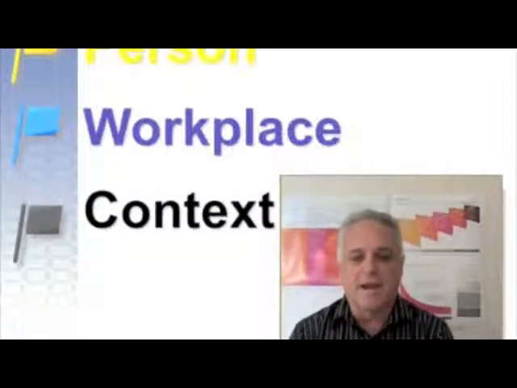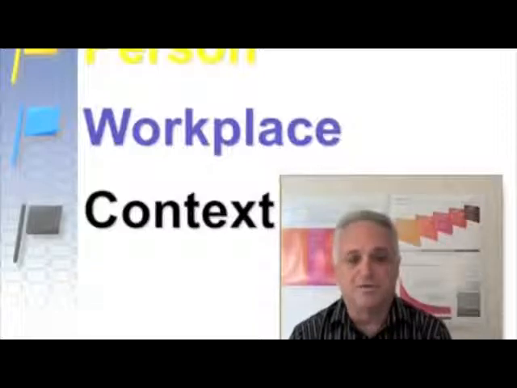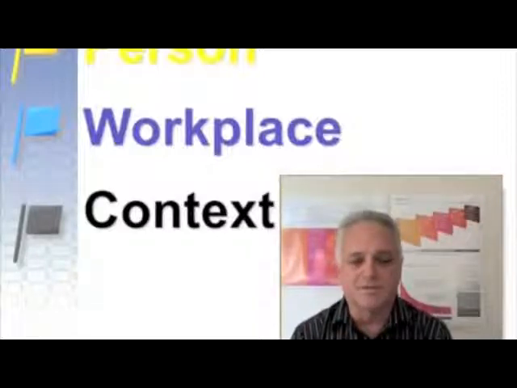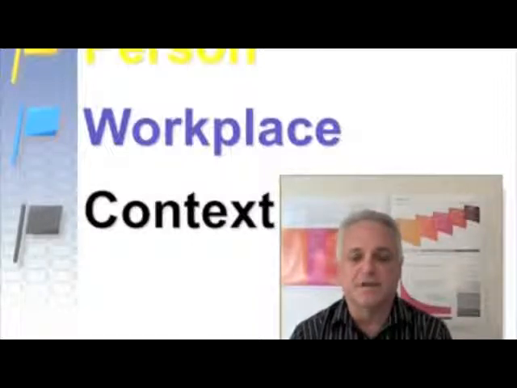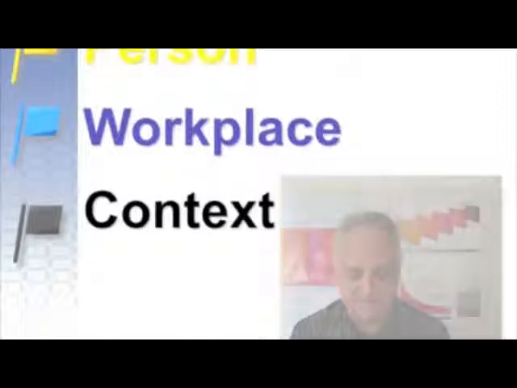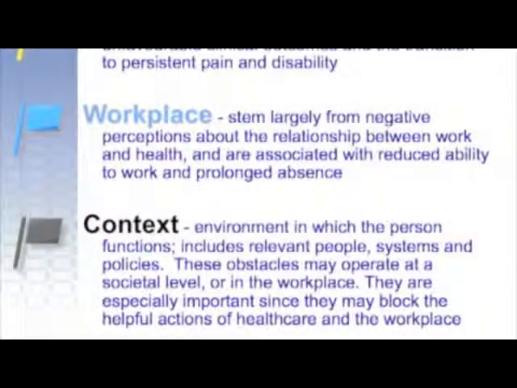The 3 main areas are the person, the workplace, and the context. But what we need to do about it is to identify, to plan, and to take action. By that I mean identifying flags, developing a plan, and actually putting that plan into practice. With regards to the person, what we're referring to here are psychosocial factors associated with unfavourable clinical outcomes and the transition to persistent pain and disability.